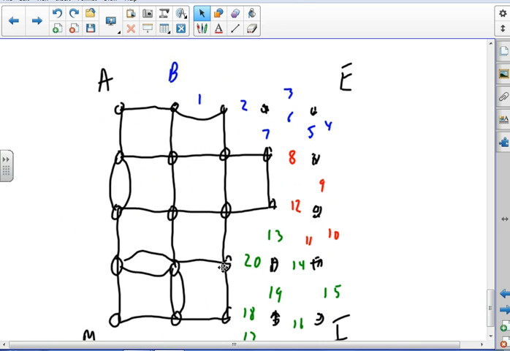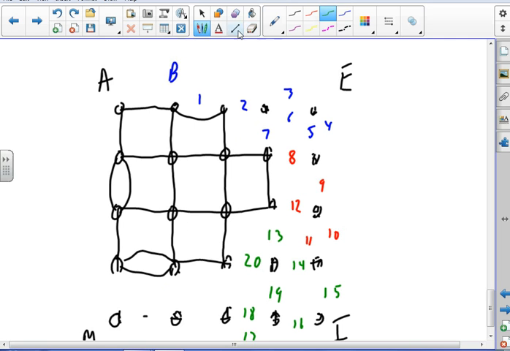Okay, so we're at 20, which is right there. I think I'm going to go down. 21, 22, 23, 24, 25, 26.